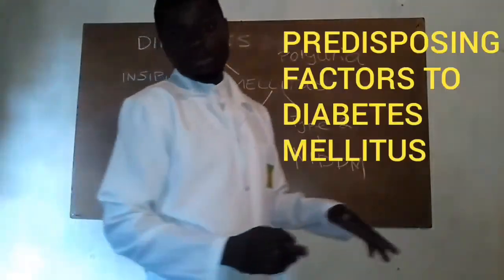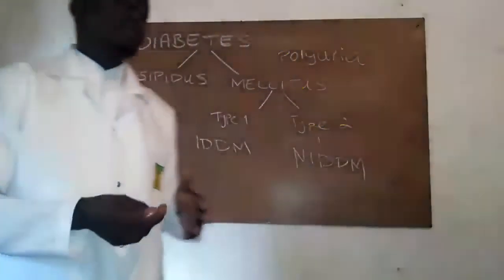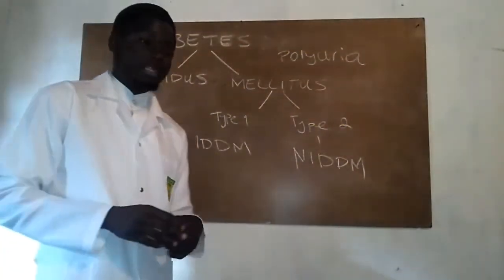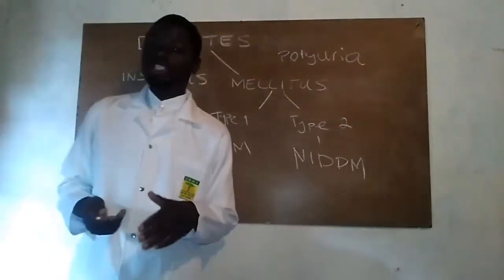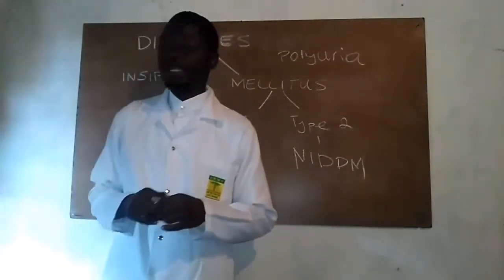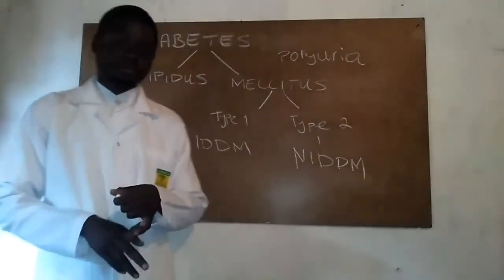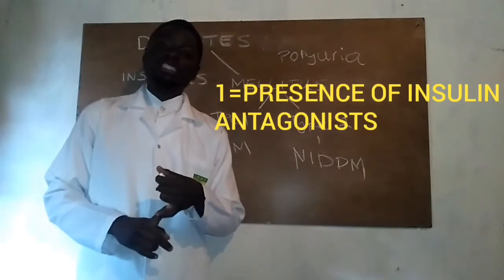So having talked about this, it is also important to talk about one of the predisposing factors for diabetes mellitus. And well, the first thing I would like to mention amongst the predisposing factors for diabetes mellitus is number one, the presence of insulin antagonists.